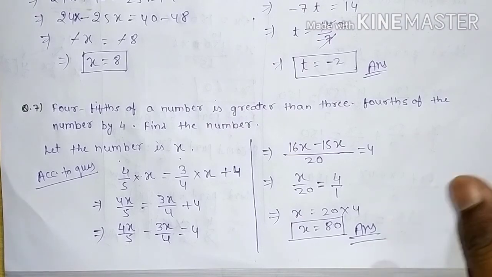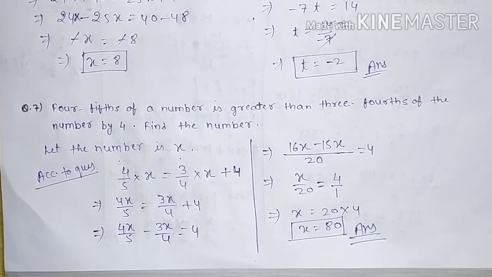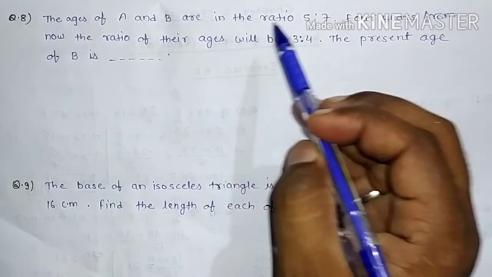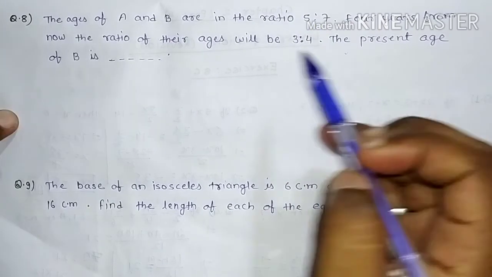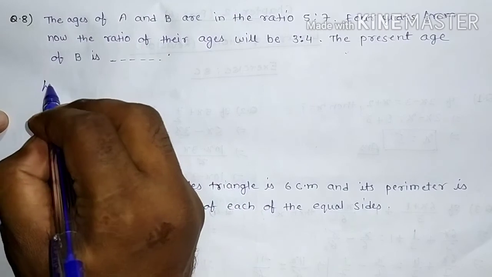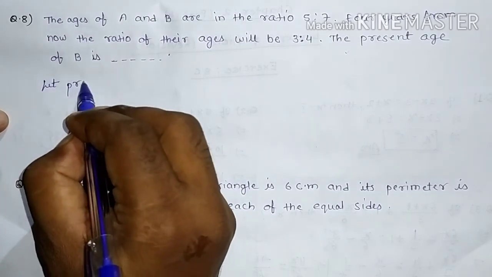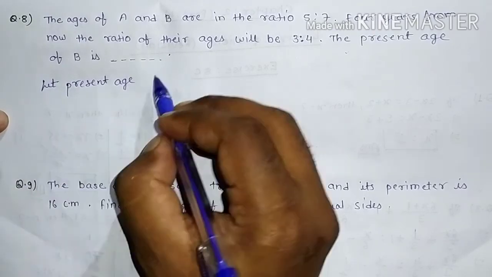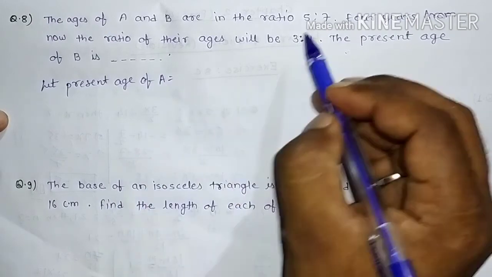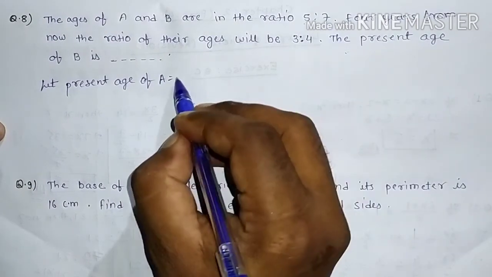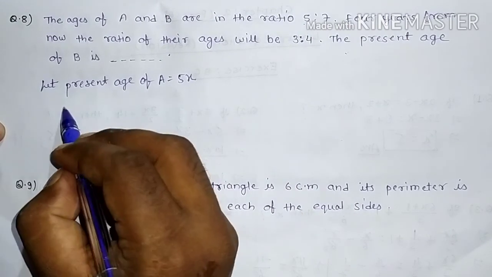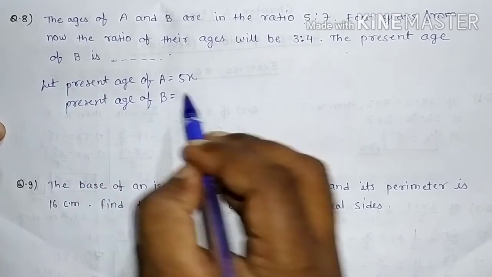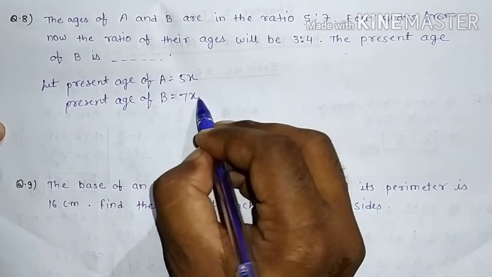Now it's very simple. Now the next question, that is question number 8. The ages of A and B are in the ratio 5:7. So the first line is here. Let the present age of A equal 5x, since the ratio is given as 5:7, and the present age of B equal 7x.